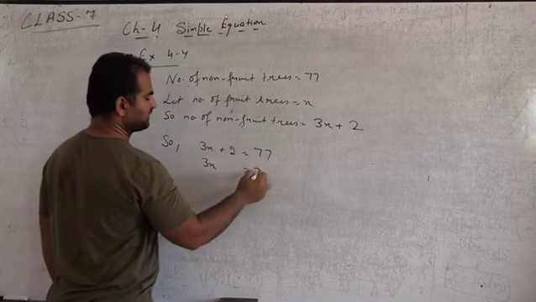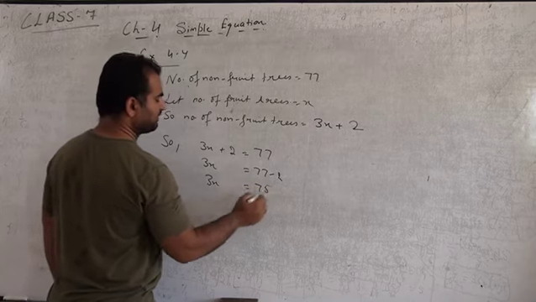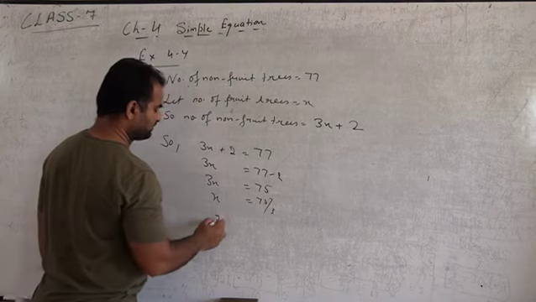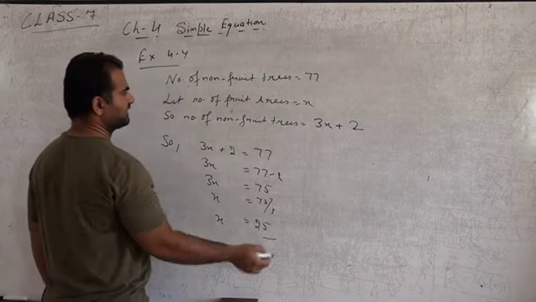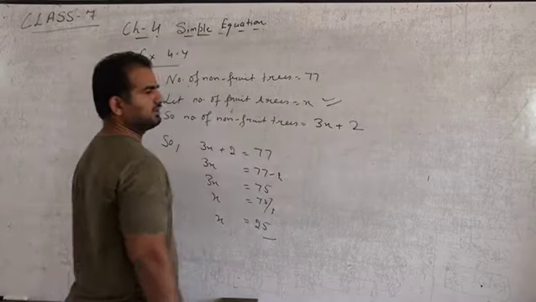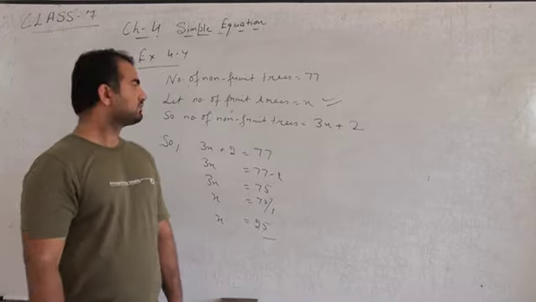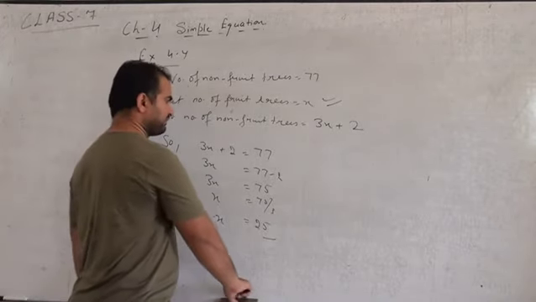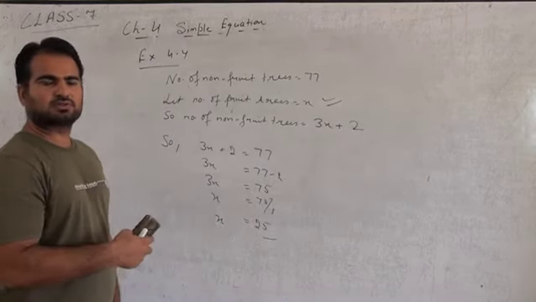3x equals 77 minus 2. So 3x will be 75. x will be 75 by 3. So x will be 25. And what was x? x was the fruit trees. So the answer is fruit trees 25 and non-fruit trees 77. Okay, this is our question number third.